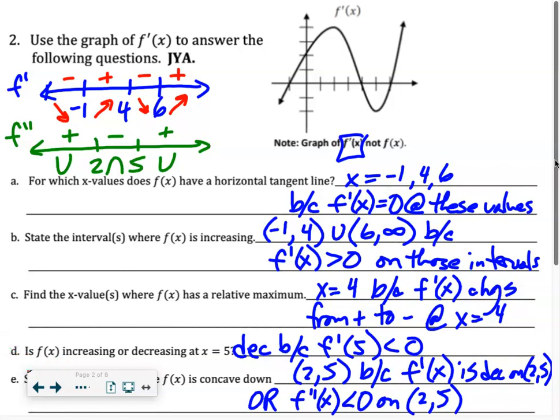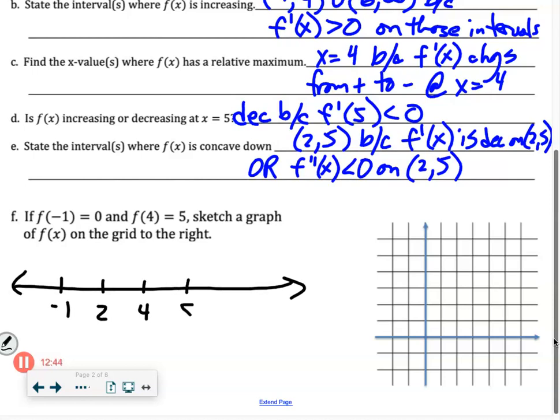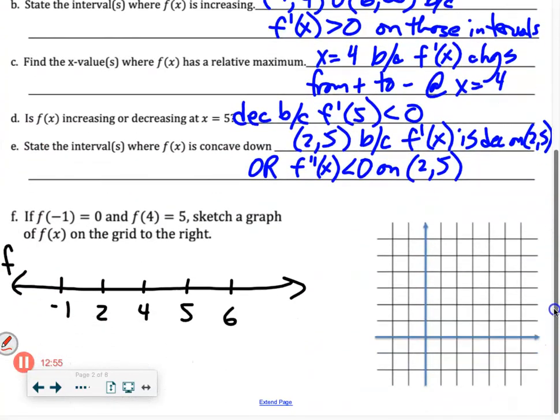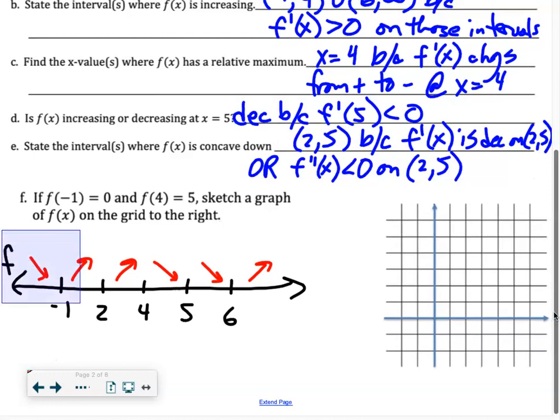So when we make our big F sign line, we need -1, 2, 4, 5, and 6. So I'm going to make down here -1, 2, 4, 5, and 6. This is my big F sign line. Filling in my arrows: decreasing to -1, increasing to 4, decreasing to 6, increasing.